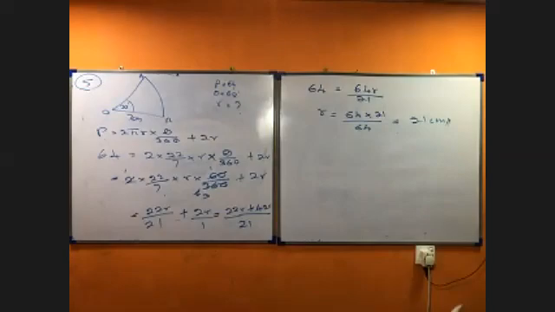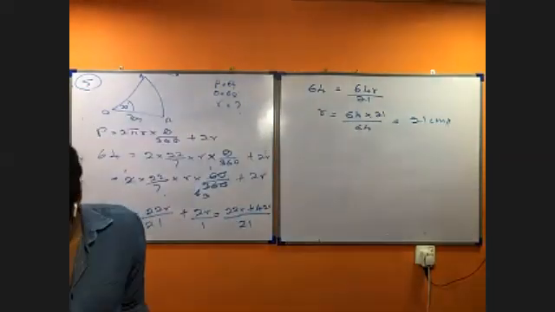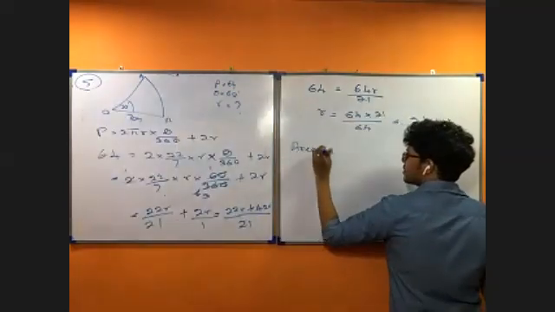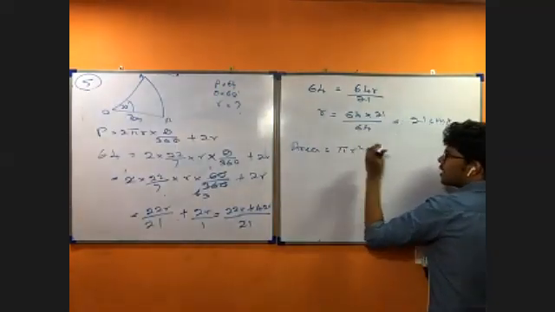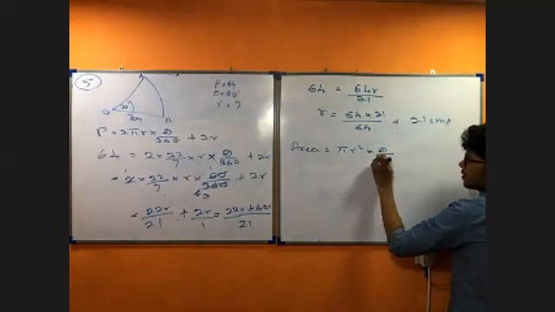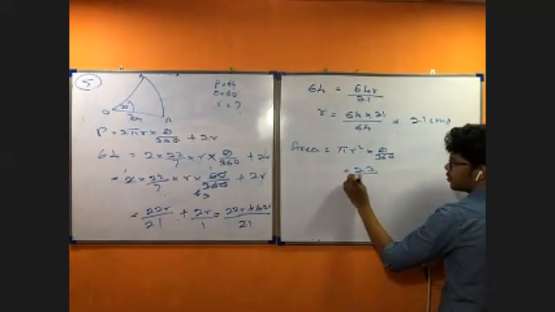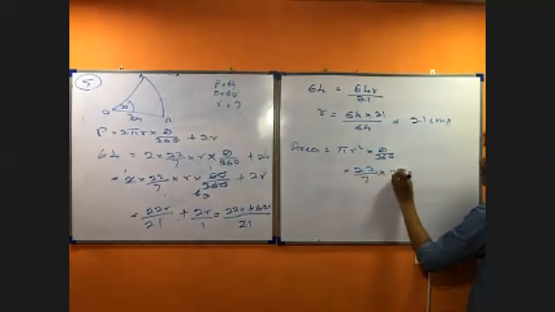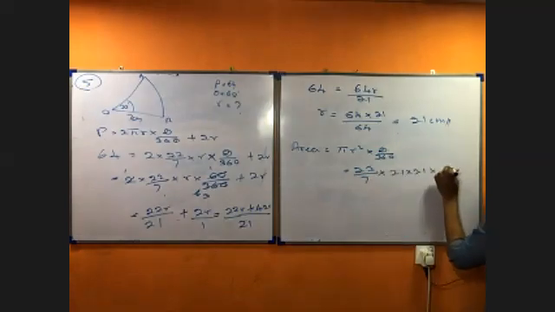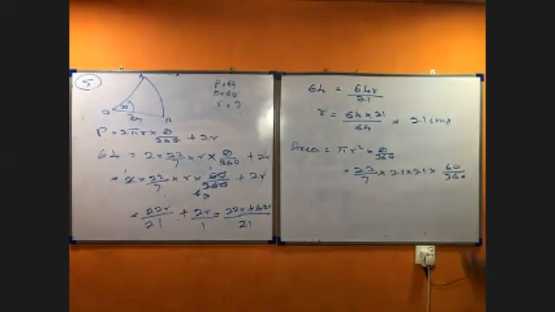Then they are asking to find the area also. So area is going to be pi r squared into theta divided by 360, which is going to give me 22 divided by 7 multiplied by 21 multiplied by 21 multiplied by theta over 360, which means 60 over 360, which is going to give me 1 over 6.